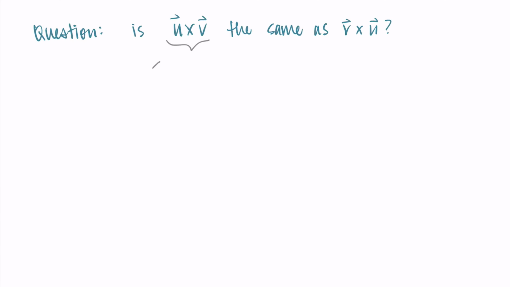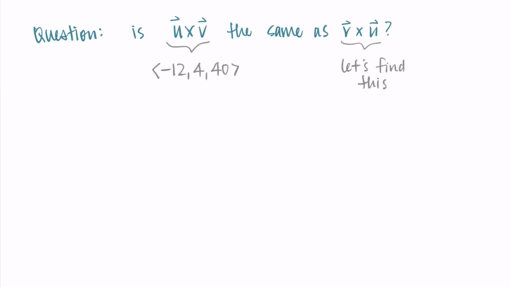So to wrap up, I just want to do one more example, and this is going to give us some more information about cross products. The question I have for you is, we did U cross V. Is this the same as V cross U? U cross V is -12, 4, 40. We found that already. But let's find V cross U and see if they're the same.